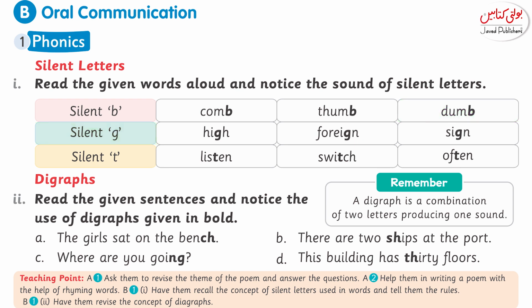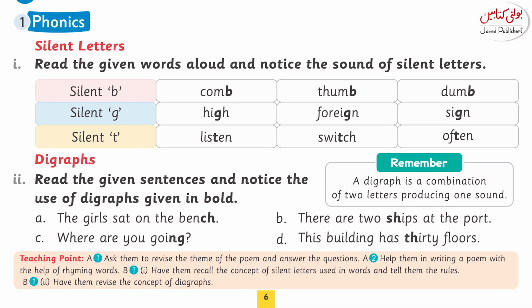Next word, silent G. ऐसे word जिनमें G की sound जो है वो नहीं आएगी. High, foreign, sign. Next, silent T. ऐसे word जिसमें T की sound silent होगी. Listen, switch, often. अक्सर आपने देखा होगा लोग often को often बोलते हैं, which is incorrect. So the correct pronunciation of this word is often.